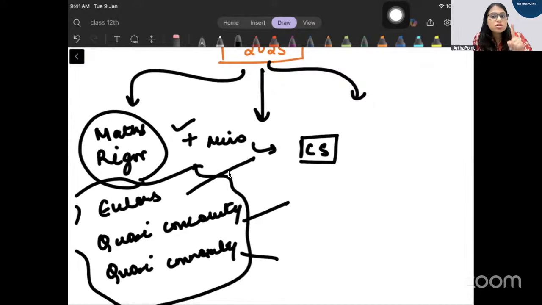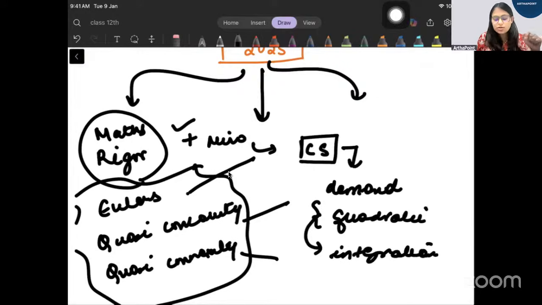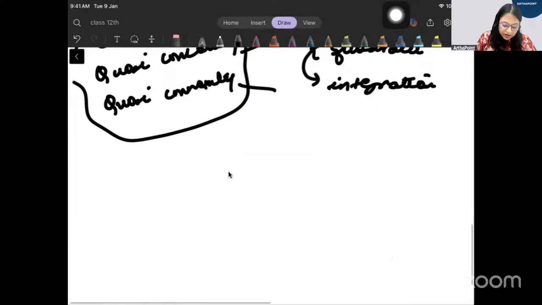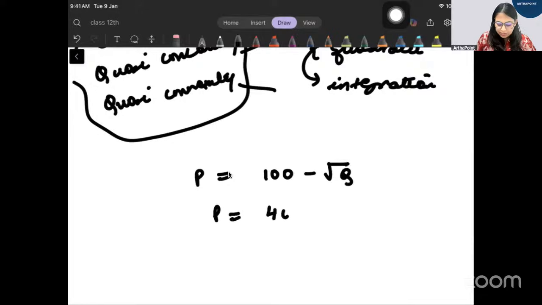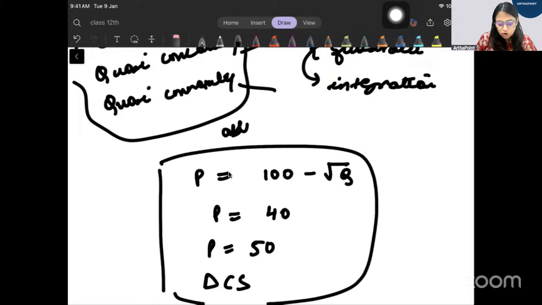But these questions are not easy because the demand function used is quadratic. So I have to know my integration very well. मुझे integration बहुत अच्छे से आना चाहिए. Right? So if I give you today that P is equal to 100 minus root Q, and when price is 40 and price changes to 50, find change in consumer surplus, you should be able to solve this question.